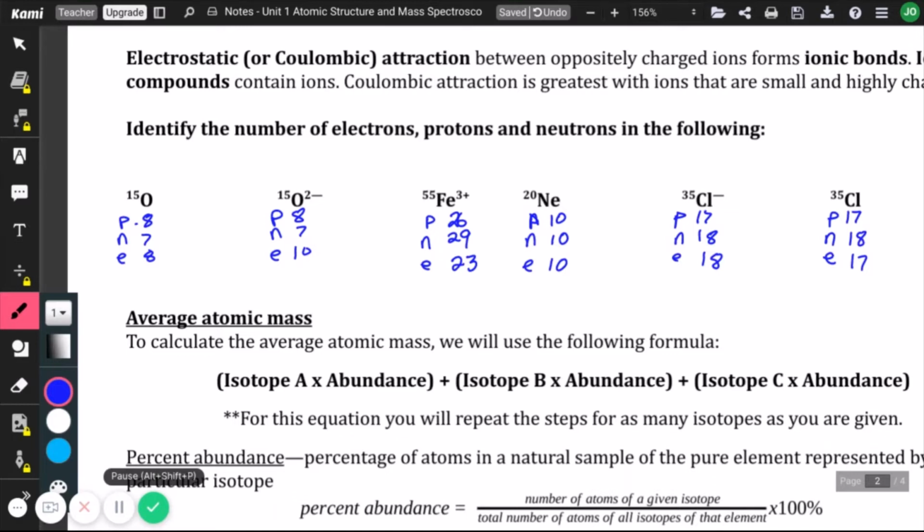Okay, so you can pause your video if you want to double check and look through all those. You got 8, 7, 8 for the first one for protons, neutrons, electrons, then 8, 7, 10, then 26, 29, 23, 10, 10, 10, 17, 18, 18, and 17, 18, 17. Okay, so that would be all of those so that you could identify your number of electrons, protons, and neutrons that each of these substances have.